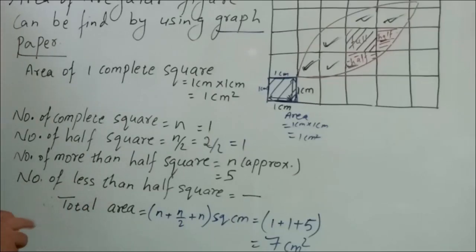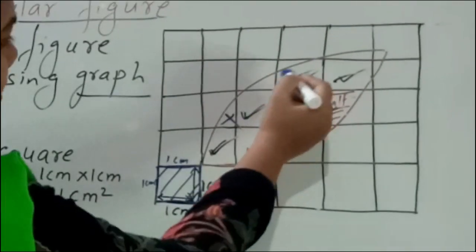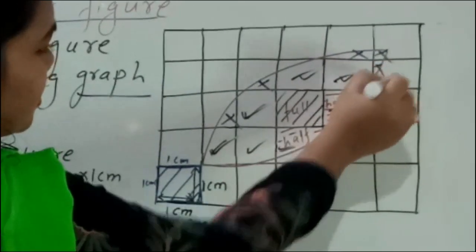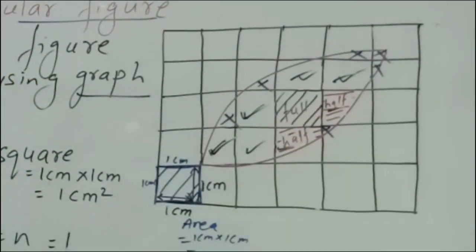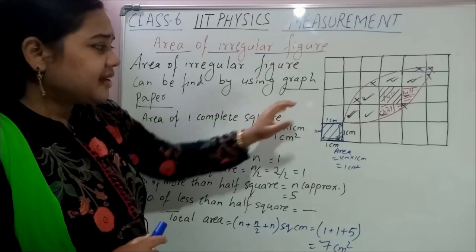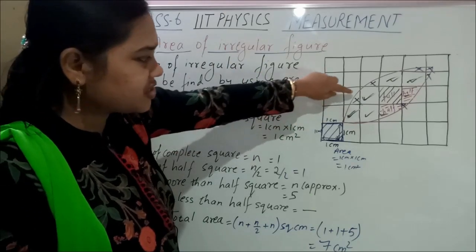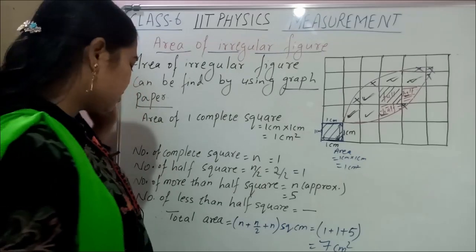Then less than half, how many are there? You see this part is less than half, then this part is less than half, this is less than half, this is less than half, this is less than half. Here also a small part came, less than half. Which is less than half, that one you have to ignore, that one you should not consider. Clear? Which are less than half, very less part only came, that very less one you have to ignore.